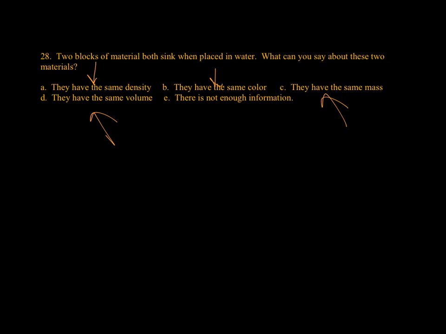They both still sink. You can't say they have the same mass or the same volume because you don't know about the actual size. There's no information about the size of these objects, so you can't calculate the mass and you can't calculate the volume. And it doesn't say anything about the color, so you don't have that information. So the answer is E.